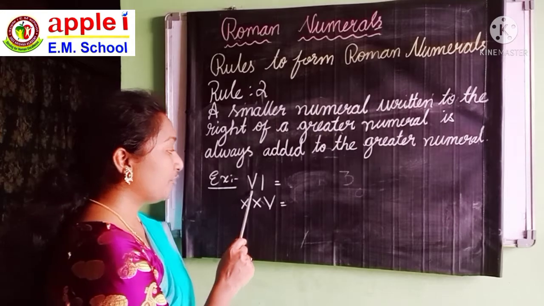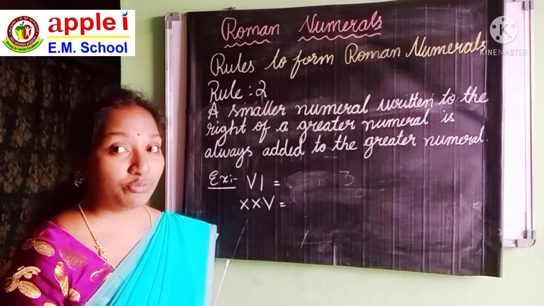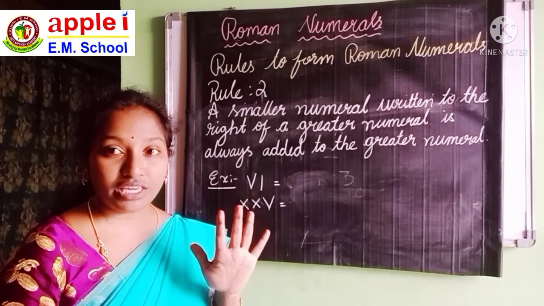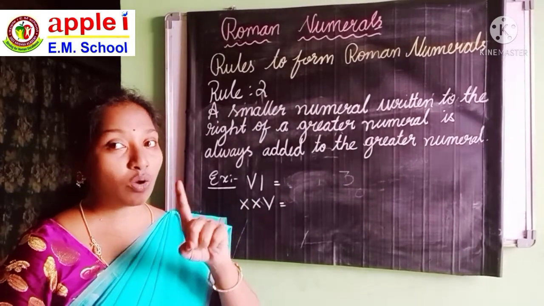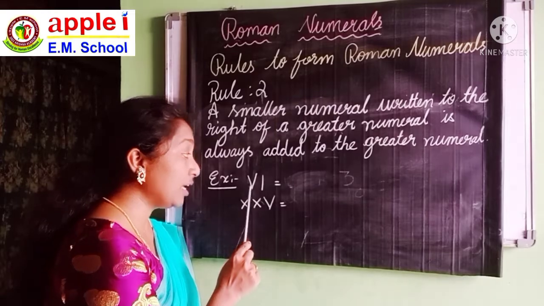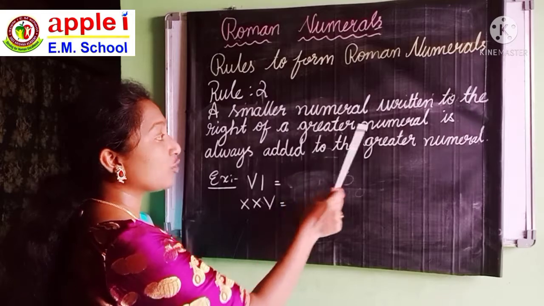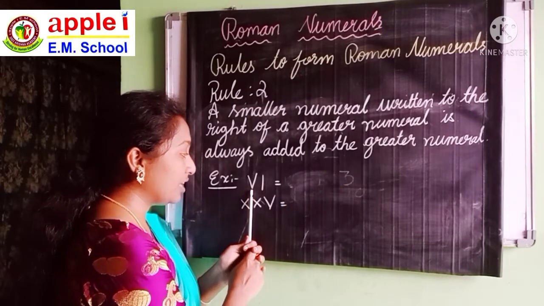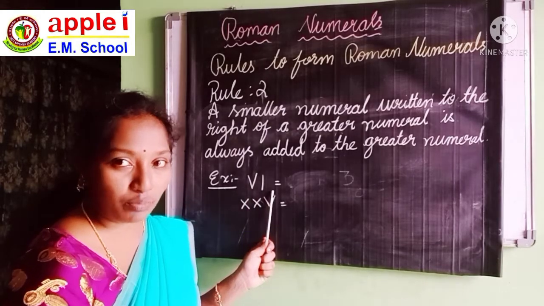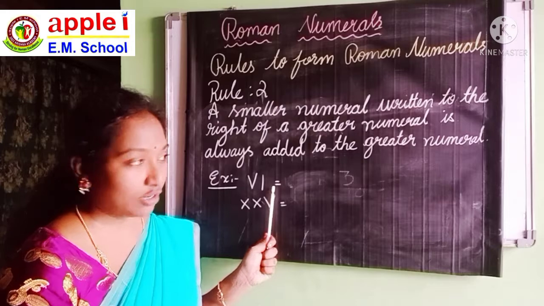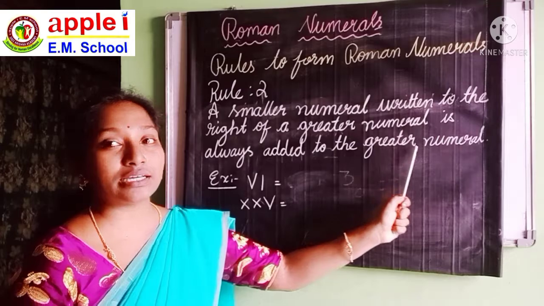Here, VI. V means 5, and I means 1. So this is big, this is small. A smaller numeral is written to the right of the greater numeral. For V, we have written the smaller one on the right side. So in this case, we always add to the greater numeral.